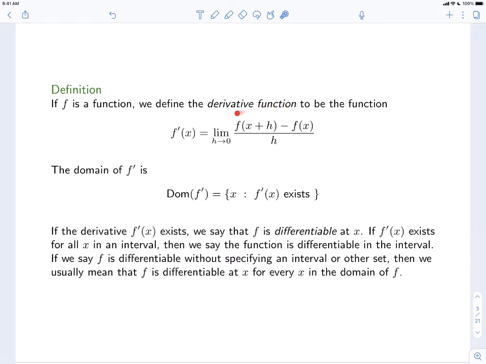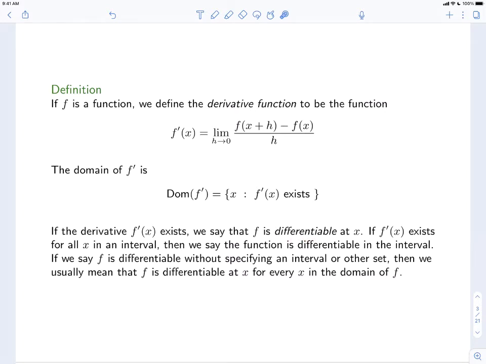We're looking at the difference of the output values divided by the difference of the input values, and then we look at the limit as h goes to 0. And if that limit exists, we call it f prime at x. The domain of f prime, the derivative function, is the collection of all x's such that the derivative exists at x. If the derivative f prime exists, we say that f is differentiable at x.